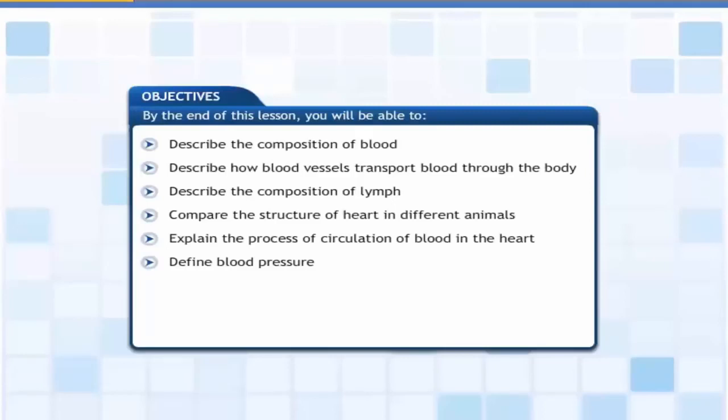This lesson explains how various substances like blood and lymph are transported through the bodies of animals. By the end of this lesson, you will be able to describe the composition of blood. Describe how blood vessels transport blood through the body. Describe the composition of lymph. Compare the structure of heart in different animals. Explain the process of circulation of blood in the heart. And define blood pressure.